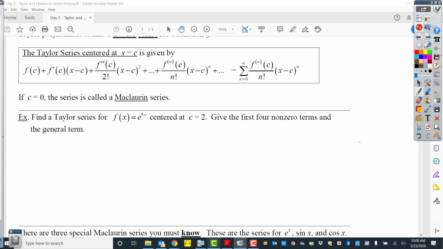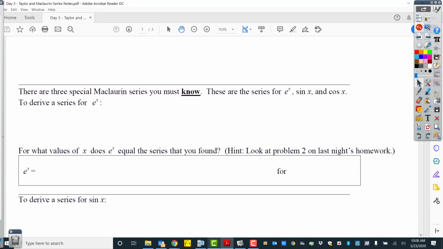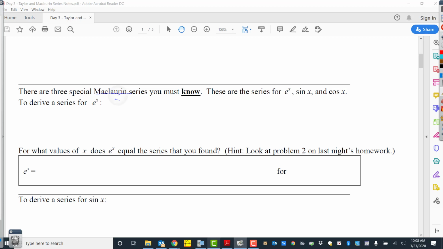There we go. Now, we're going to look at our 3 special types of Maclaurin series. These are 3 that you have to know because they have common patterns. They're ones that you're going to see over and over and over. So, for example, if we wanted to derive a series for e to the x, we'd go through the process of creating a Maclaurin series. Now, once again, remember, a Maclaurin series just means it's Taylor, but c is equal to 0. Okay? So it's Taylor series with c equal to 0.